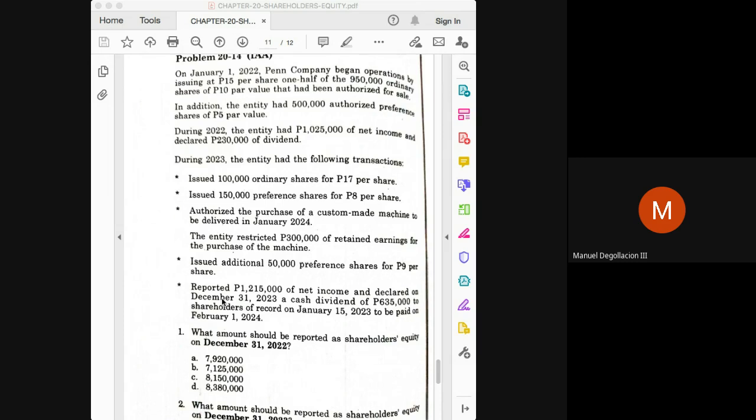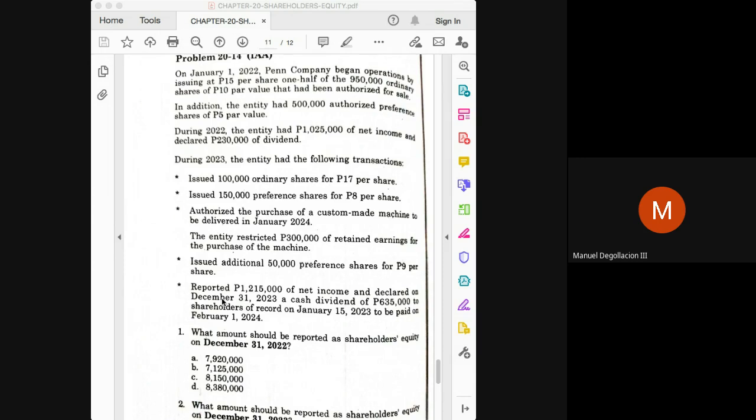Okay, and how many authorized shares did we have? 950. And did we issue the entire 950? No, we only issued half. And how much is one half of 950? That's 475. And then at what price were they issued? They were issued at 15. So you multiply the 475,000 shares by 15.